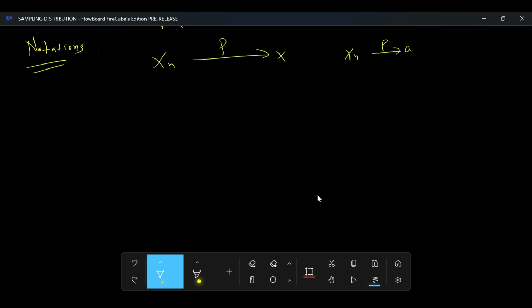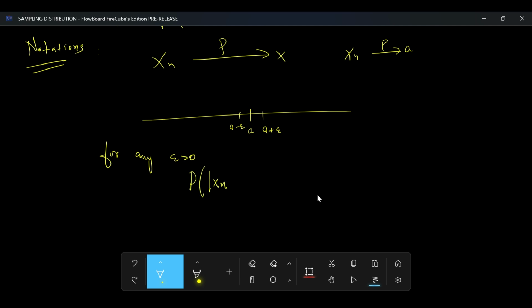Now, what does convergence in probability actually mean? Let's suppose this is my limit point a. As you know, in the neighborhood of a, there exist a plus epsilon and a minus epsilon. So these are the neighborhood points, right? So see, for any epsilon greater than 0, probability of |Xn - a| greater than or equal to epsilon will converge to 0.